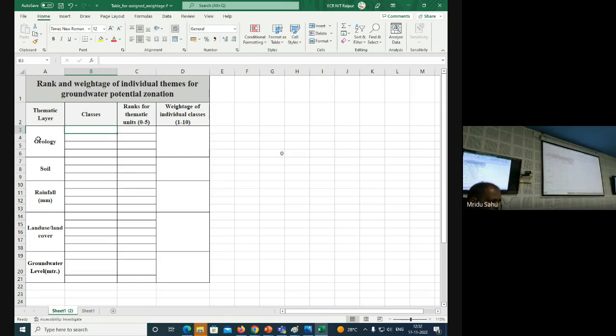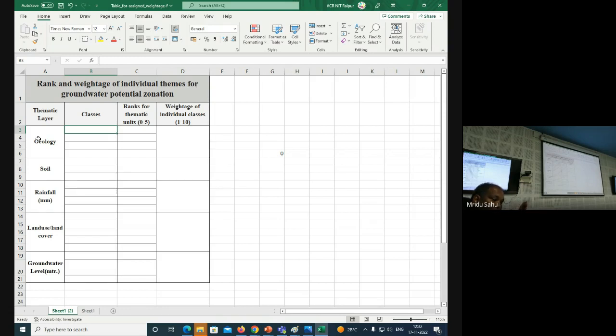If you are getting more weathered basalt, jointed, fractured, with vesicles, you have to assign more weightage, because that also acts as an aquifer. Got the point? Is there any doubt?